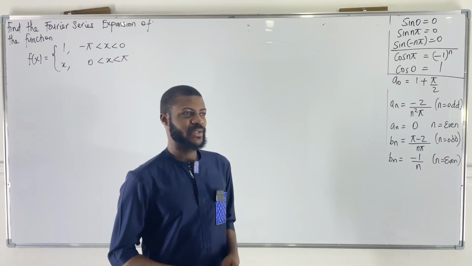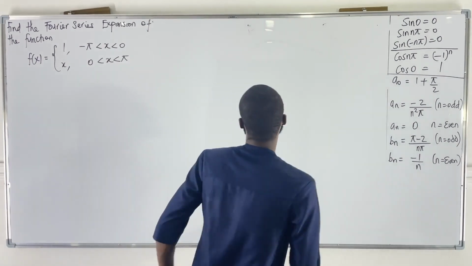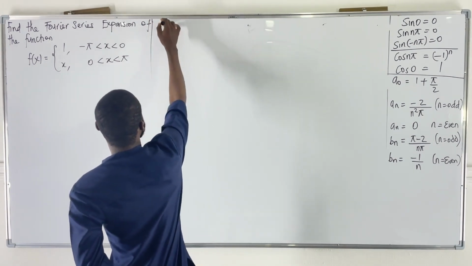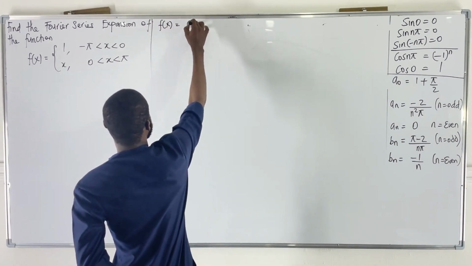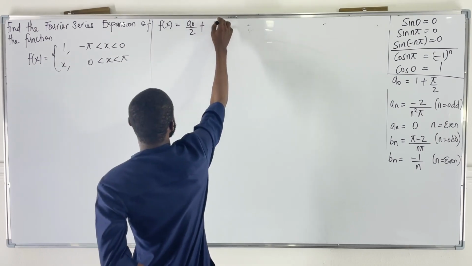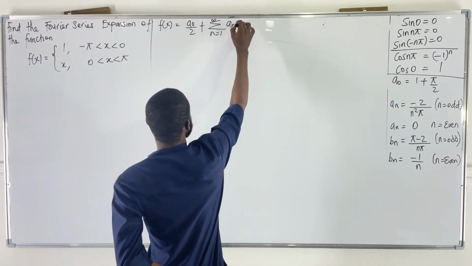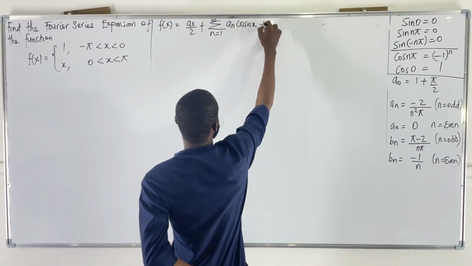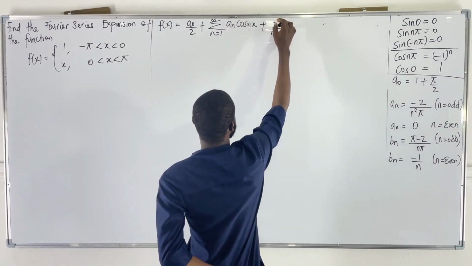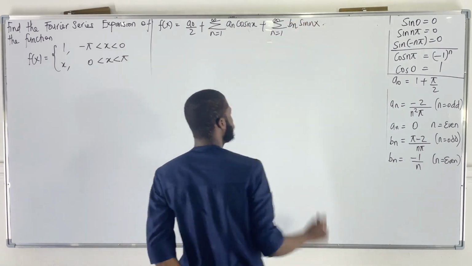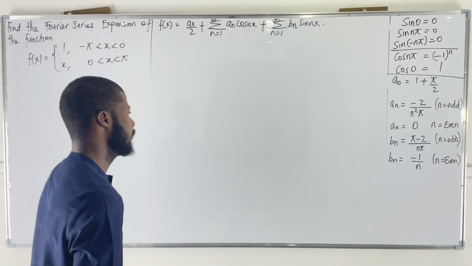So this is the time for us to get the Fourier series of the expression. f of x is equal to a naught over 2 plus the sum from n equal to 1 to infinity of a sub n cos nx plus the sum from n equal to 1 to infinity of b sub n sine nx. So this is what we have.